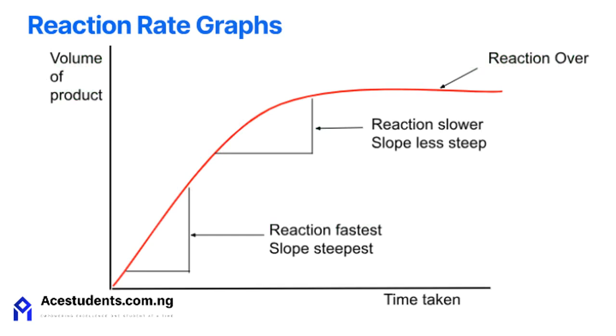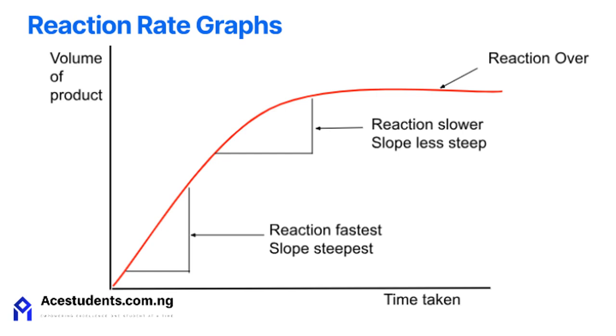We can clearly represent the changes in a chemical reaction by using graphs. If we plot the mass of reactants against time, the graph starts at a high value and steadily decreases as the reactants are consumed. At first, the line is steep because the reaction is very fast when many particles are available to collide. Over time, the slope becomes gentler, showing that fewer collisions are happening and the reaction is slowing down.